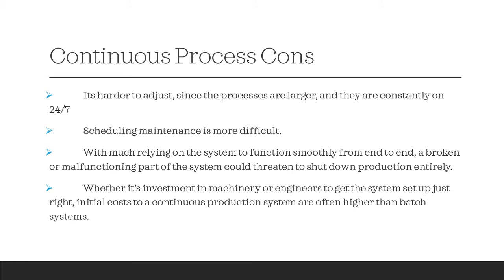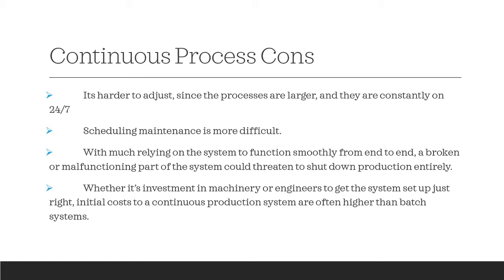The bad things about the continuous process is it's harder to adjust since the processes are a lot larger and since everything is continuously on. In order for you to make those big adjustments, you're going to have to shut off the whole entire thing. Scheduling maintenance is more difficult, just like I said earlier, with much relying on the system to function smoothly from end to end. A broken or malfunctioning part of the system could threaten to shut down production entirely.